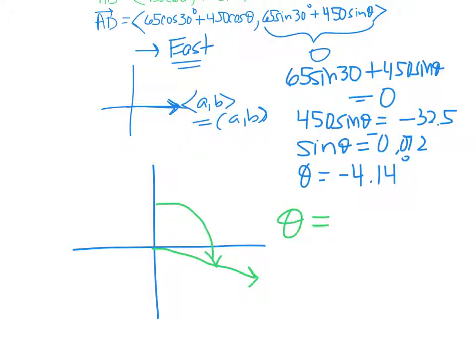90. Yes, 94.14. See this angle right here we just found is negative 4.14. So the bearing that this green vector needs to take is to add to 90 because it's coming from the north. So that's the bearing.